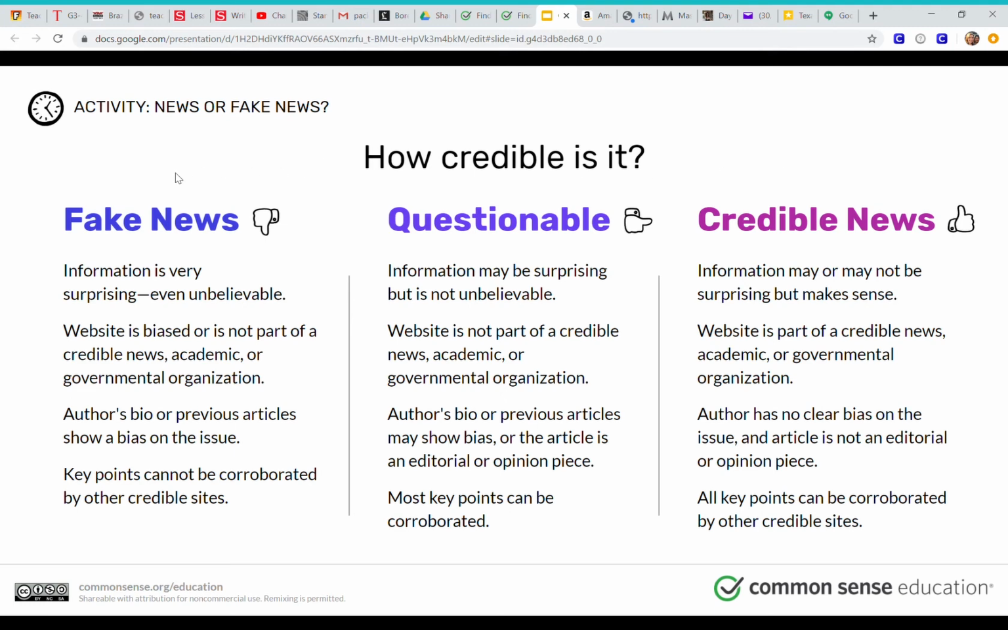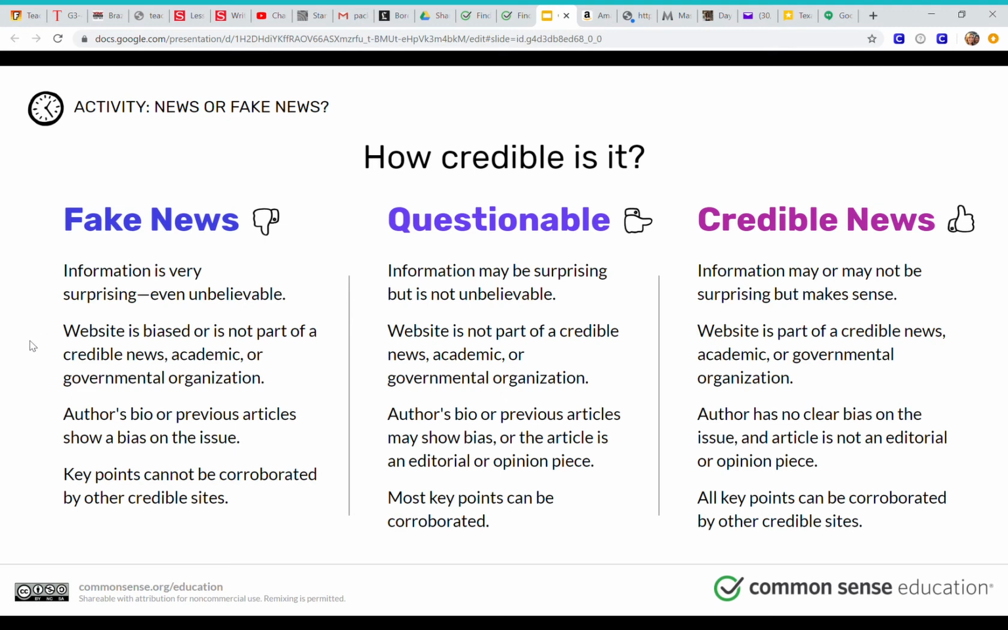So we're going to go through these. So for fake news, if the information is surprising, even unbelievable. So have you ever read something or heard something somebody says and you're like, wow, that's insane, that's crazy, I can't believe it, okay? If you ever feel like it's unbelievable, that's probably for a reason, okay? That means it's probably not true, okay?